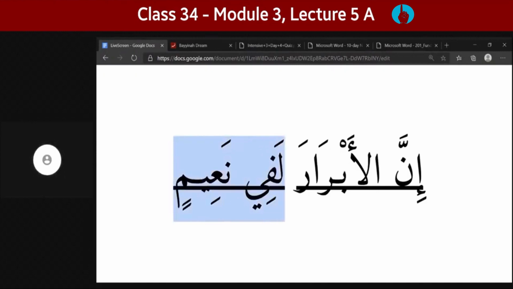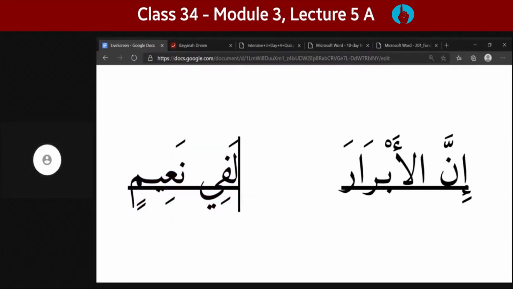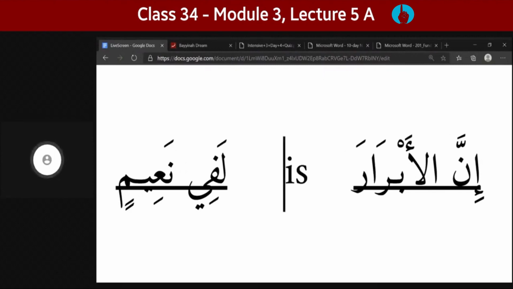So this is together. But when we look at these two parts, there's no reason for us to say these are together. So one reason why you can put the is here is because there's a break in the chain. These two things aren't related. But even easier than that, one of our hints was that if you see a harf of nasab and its ism, then you can just put an is after that. In al-abrara, we put an is after it because we see it's harf of nasab and its ism, and that's one of the hints.